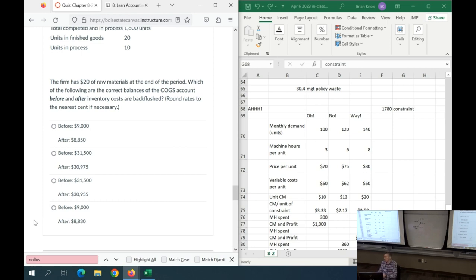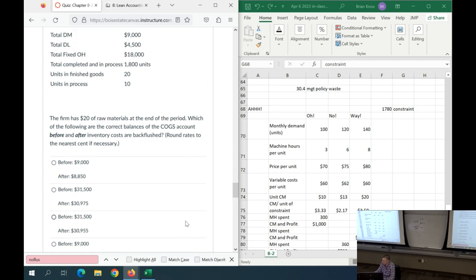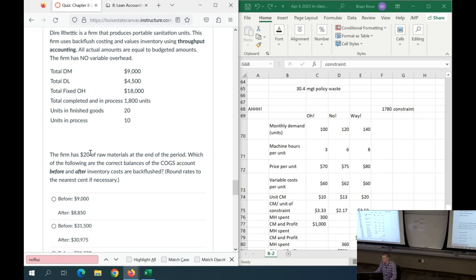As direct material costs, which are the only product costs, are incurred, we're going to be debiting them to cost of goods sold. So if we incurred $9,000 direct materials cost, the cost of goods sold balance before we backflush is $9,000. The question is, do we backflush $150 so that the after is $88.50, or do we backflush $170 so the after is $88.30? $20 difference. Oh, very suspicious. Maybe he's testing us on this.